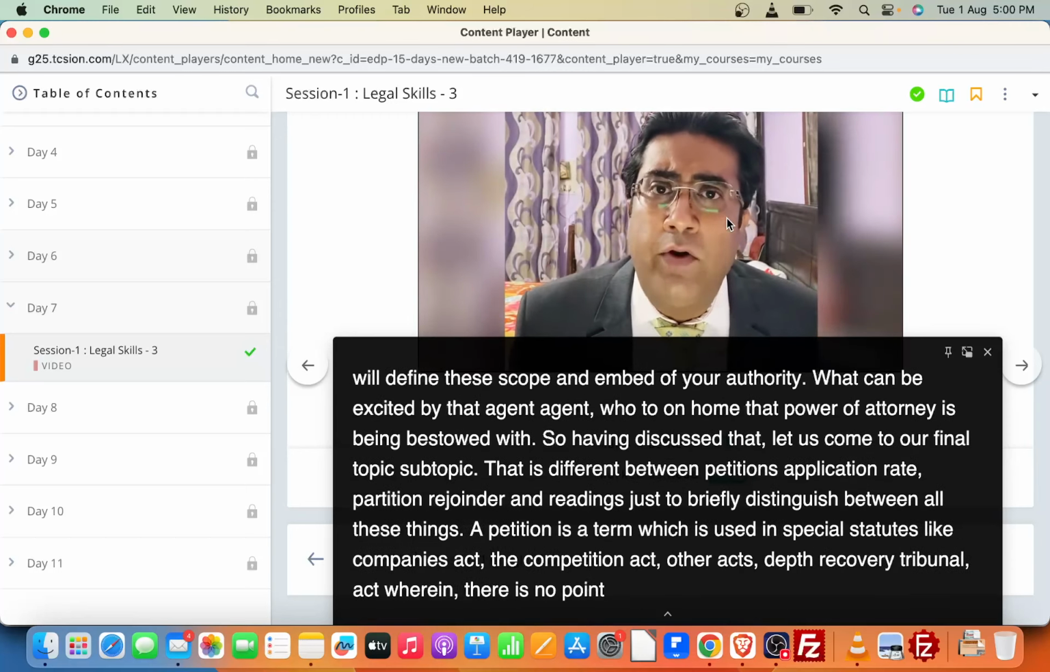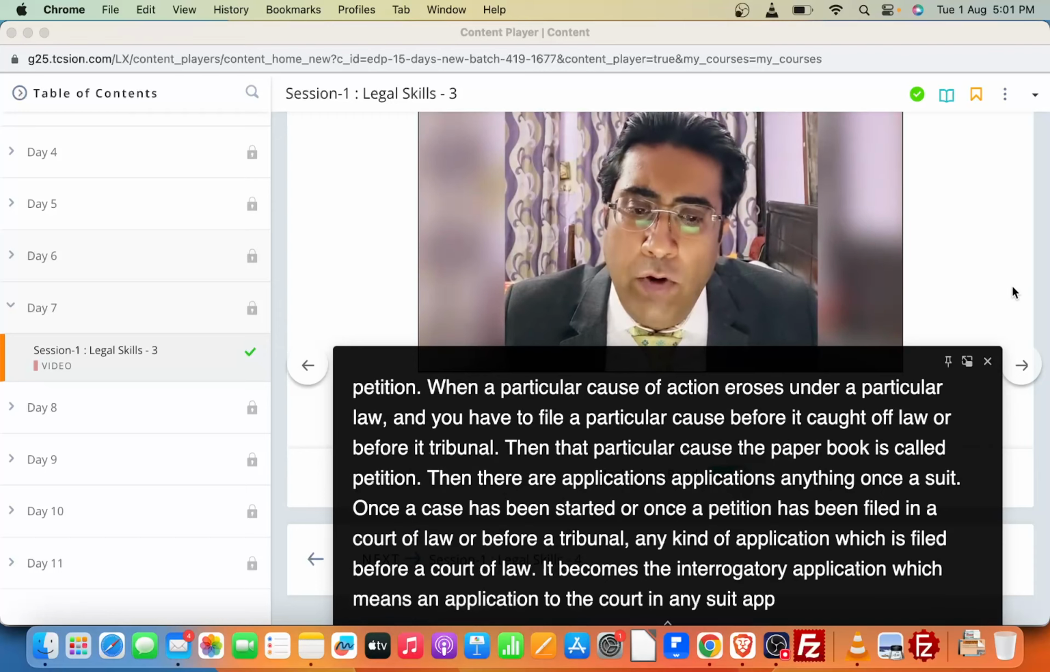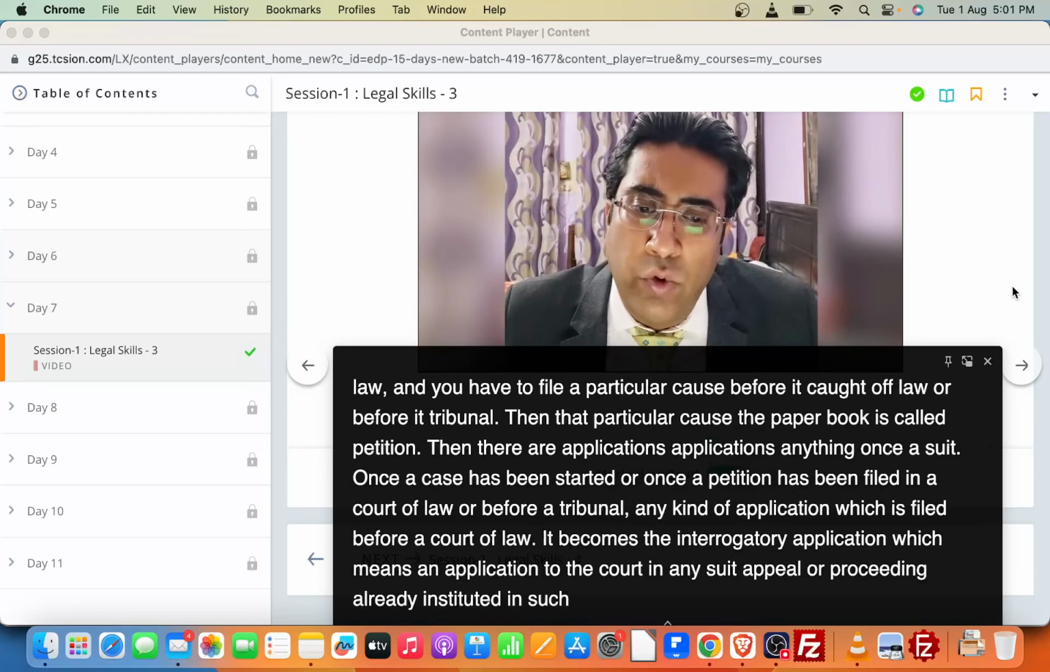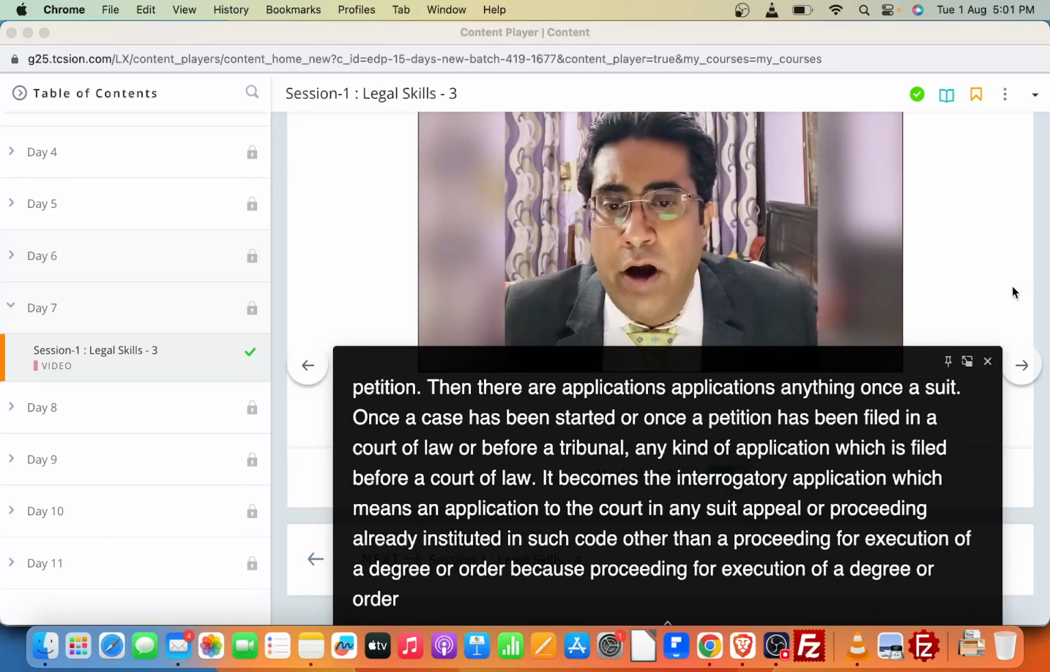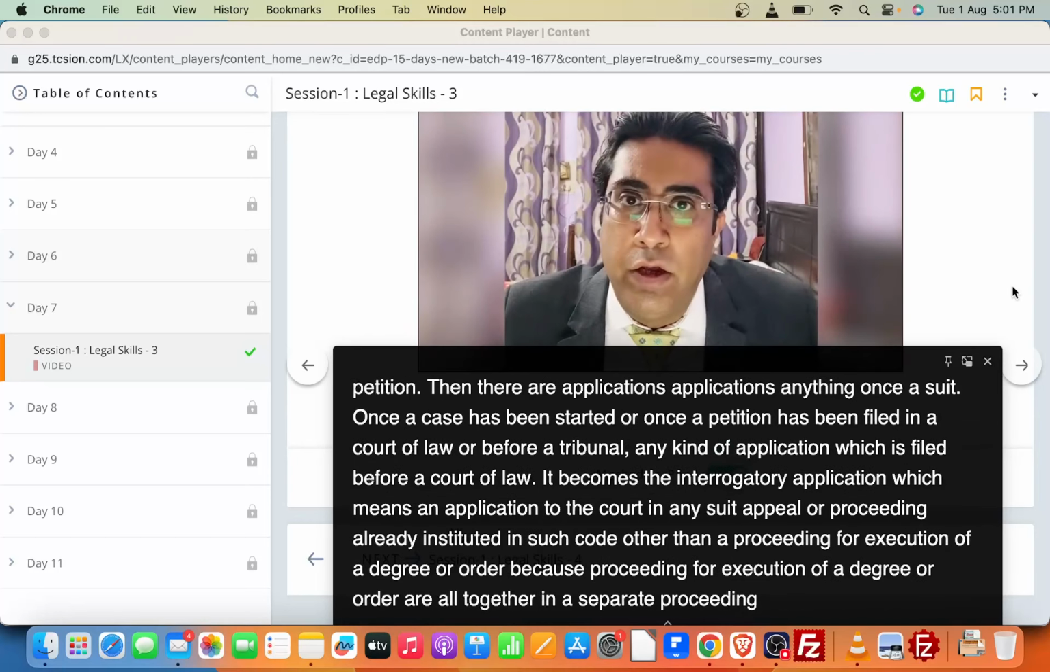been filed in a court of law or before a tribunal, any kind of application which is filed before a court of law becomes an interlocutory application, which means an application to the court in any suit, appeal, or proceeding already instituted in such court other than a proceeding for execution of a decree or order, because proceedings for execution of a decree or order are altogether a separate proceeding. So that is a petition in itself. So that cannot be termed as an application.